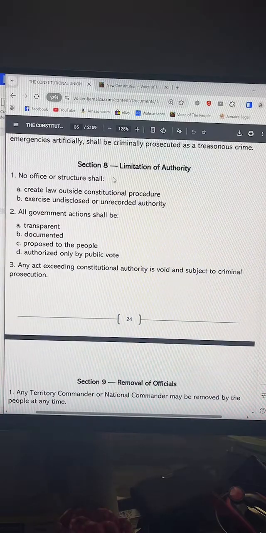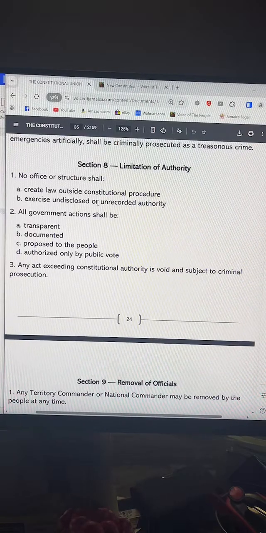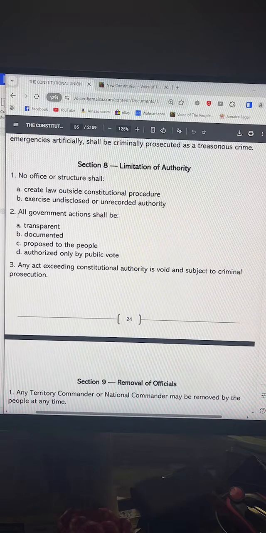Section 8, limitation of authority. No office or structure shall create law outside constitutional procedure or exercise undisclosed or unrecorded authority. All government actions shall be transparent, documented, proposed to the people, and authorized only by public vote. Any act exceeding constitutional authority is void and subject to criminal prosecution.